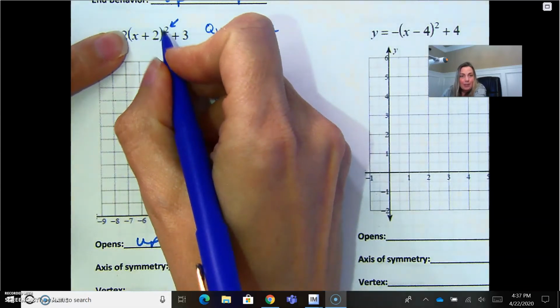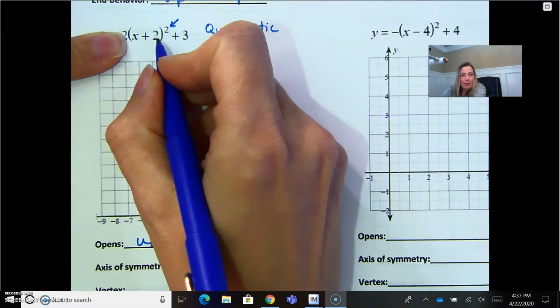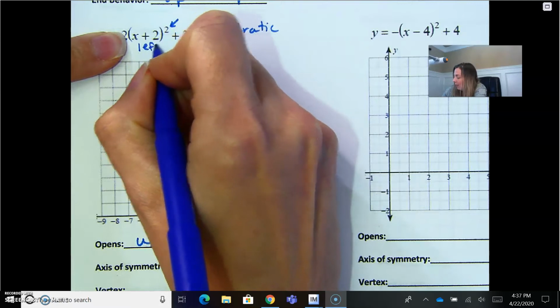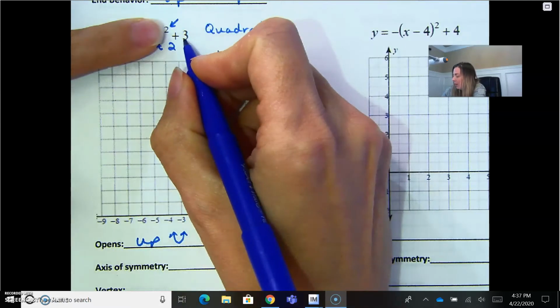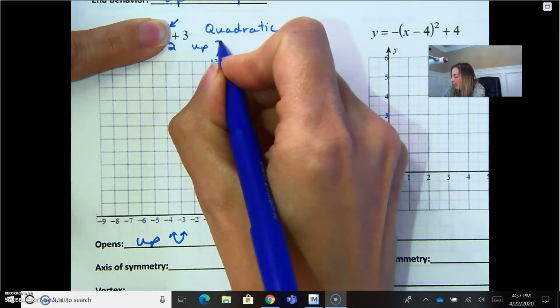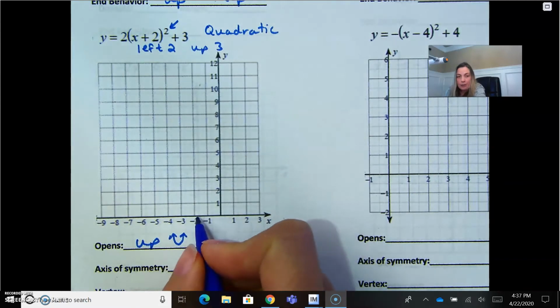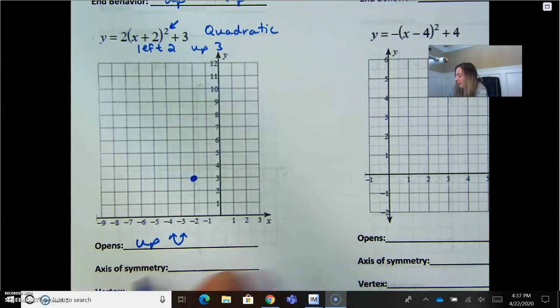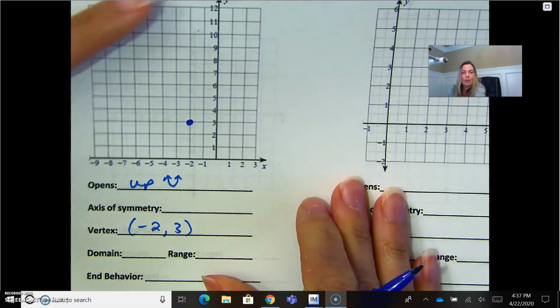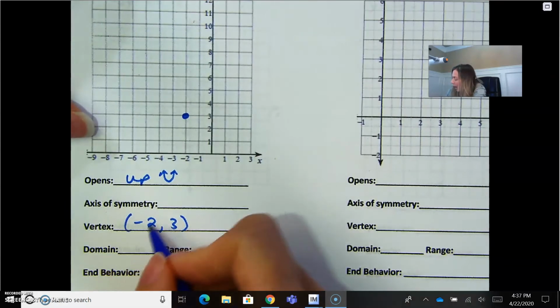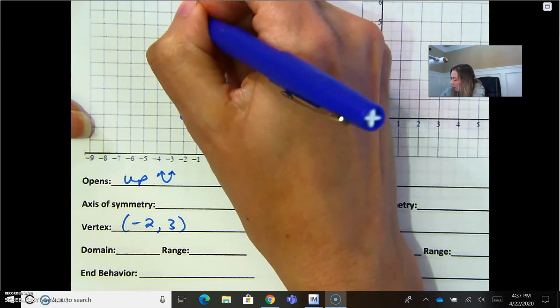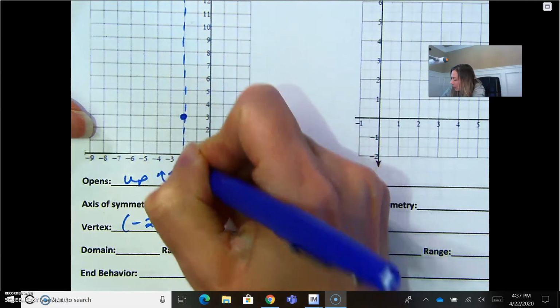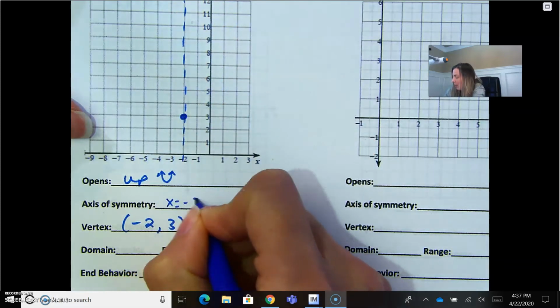So in parentheses, remember you do the opposite for that transformation. So this is a left 2 and then up 3. So if you go on the graph, left 2 and up 3, that's your vertex, right? Left 2, up 3. All right, so your axis of symmetry goes right through that vertex. So your axis of symmetry is x = -2.